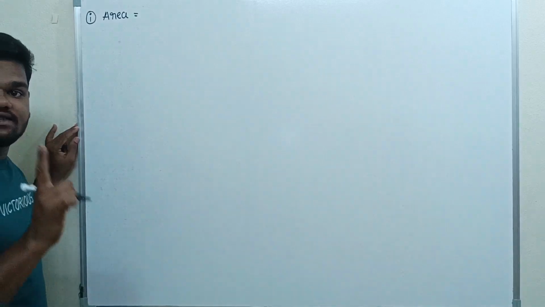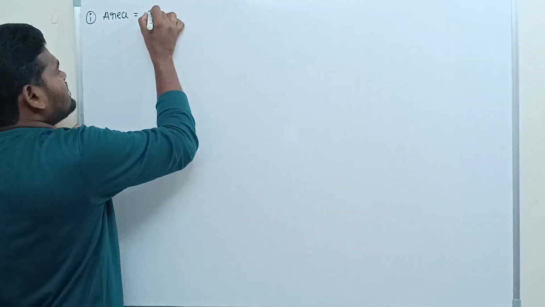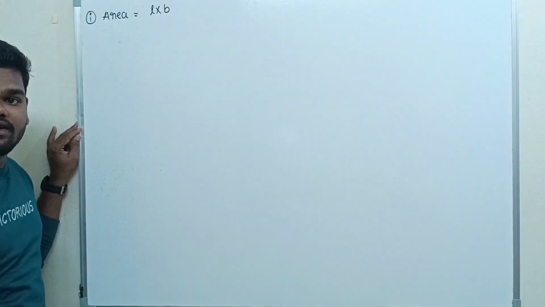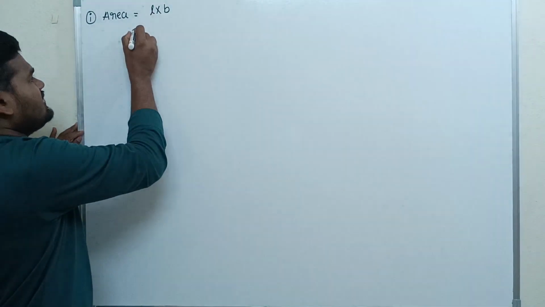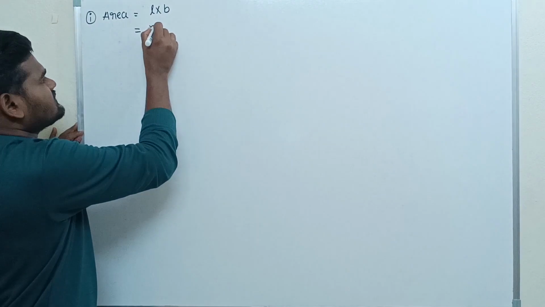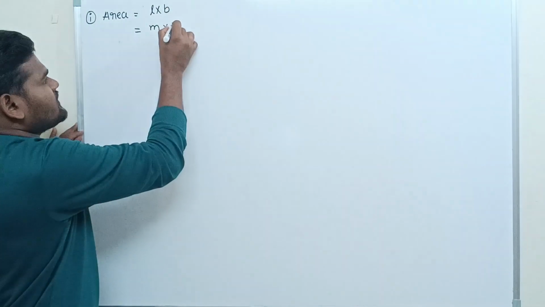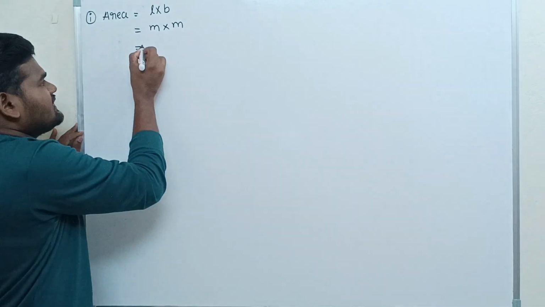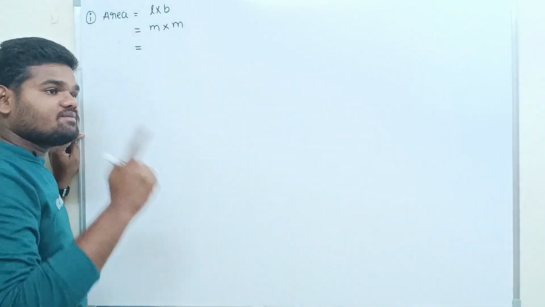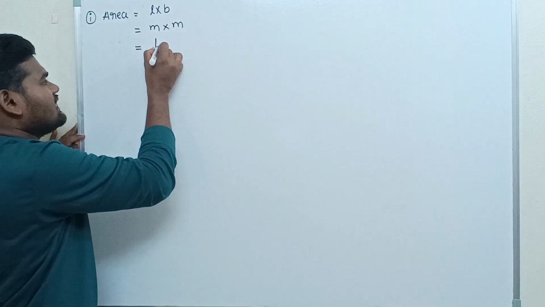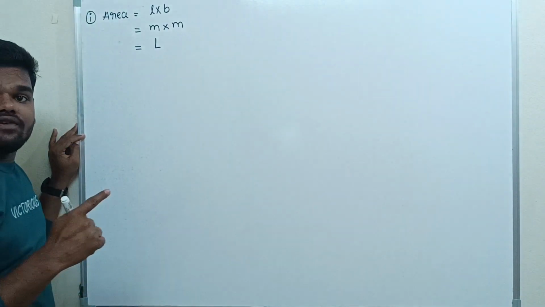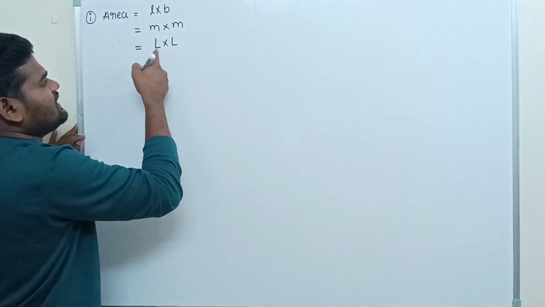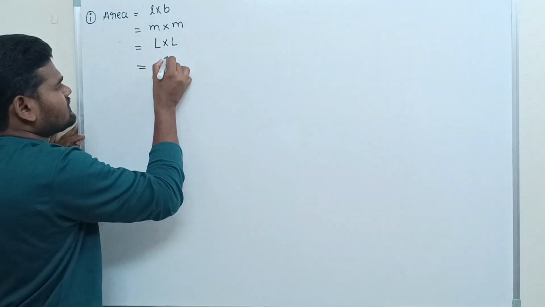What is area? Simply, area can be written as length into breadth. What is length? Length can be measured in meters, and breadth is also measured in meters. Meter is nothing but length. What is the dimensional symbol for length? Capital L. So for meter, the dimensional symbol is L. L into L, L square.